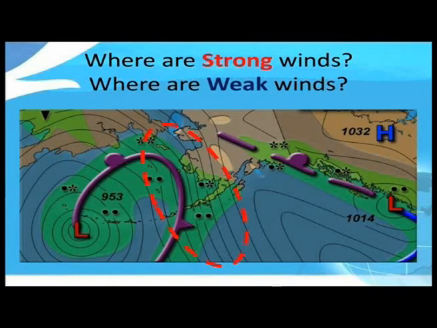Where are the weak winds located at? Well, one area that's especially evident for weak winds is right around here over eastern Alaska. There's a large space between each pressure line here, and so the winds are quite light.